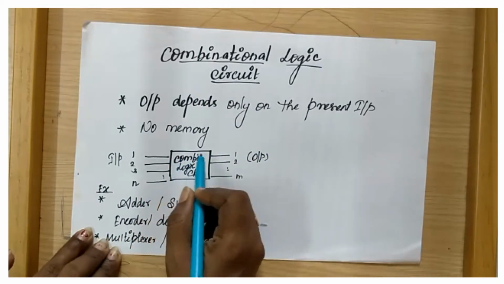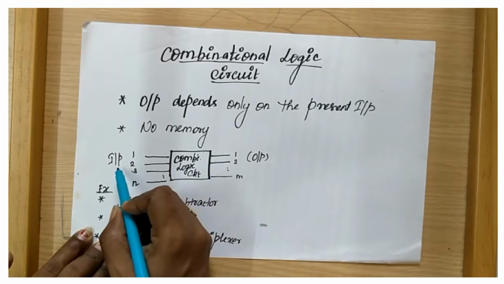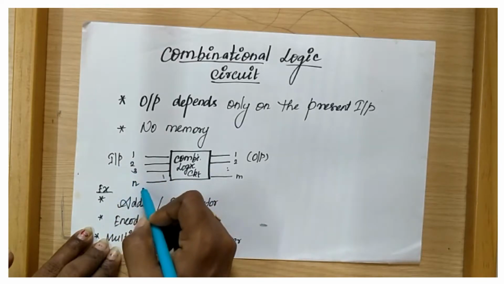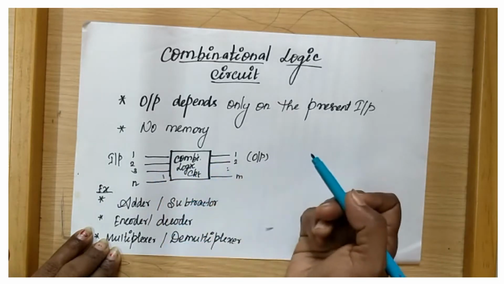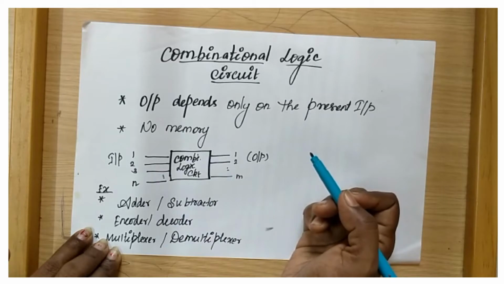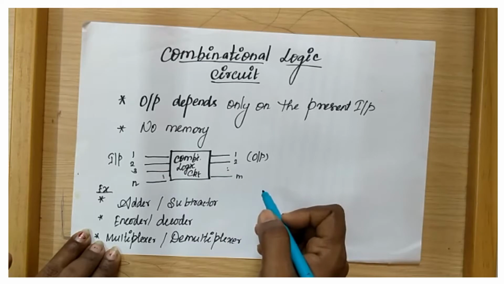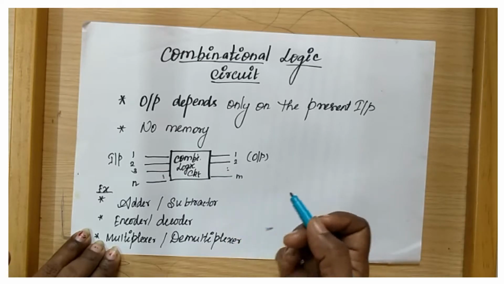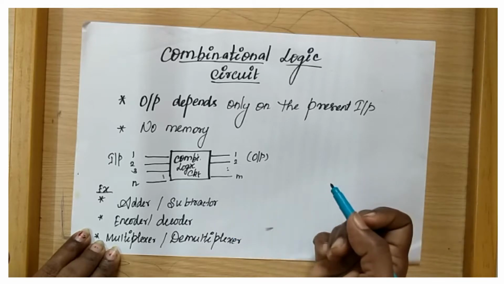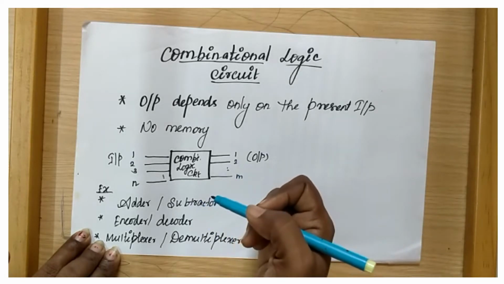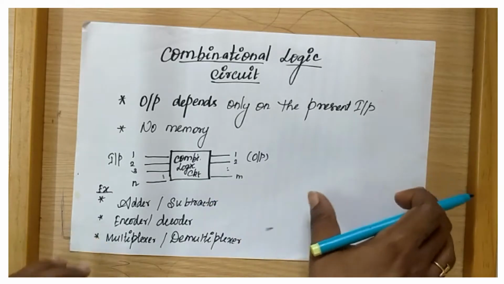Now, look at here. This is a block diagram that represents a combinational logic circuit. On the left side we have input variables. We can give n number of input variables. Likewise, we may derive m number of outputs from the combinational logic circuit. Certain examples for combinational logic circuits are adder circuits, subtractor circuits, encoders, decoders, multiplexer, demultiplexer, comparators. All these circuits follow the principle of combinational logic circuit. Now, let's see about the half adder.